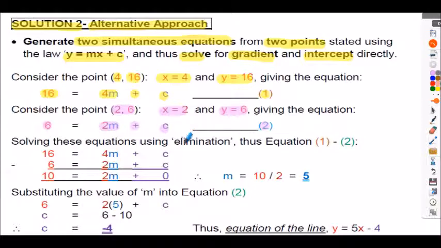I'm going to use what's called the elimination process, that we looked at in the previous presentation, to solve this. These are actually very simple equations to solve using this process because you have the same coefficients associated with the c in all these cases. In other words, the coefficient associated with the c values are both 1. I can simply subtract the equations to eliminate the constant c and solve for m. So in this case, 16 minus 6 gives us 10. 4m minus 2m is 2m, and obviously c minus c is 0. Dividing both sides by 2, then m is equal to 5, as we found from the previous solution.